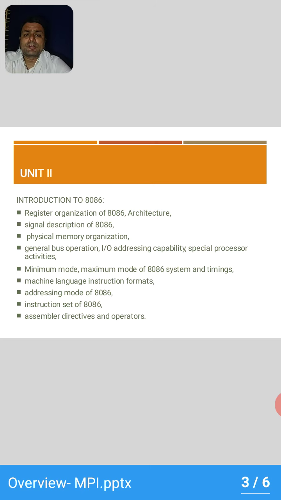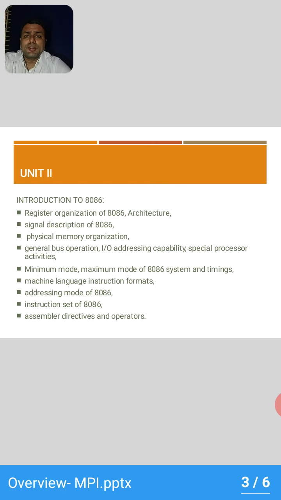Here also you will study the registers, the architecture of 8086, the pin description of 8086, the organization of 8086, the memory organization, the general bus operation, the minimum mode and maximum mode of 8086, the addressing modes of 8086, the instruction set of 8086, and the assembler directives of 8086.